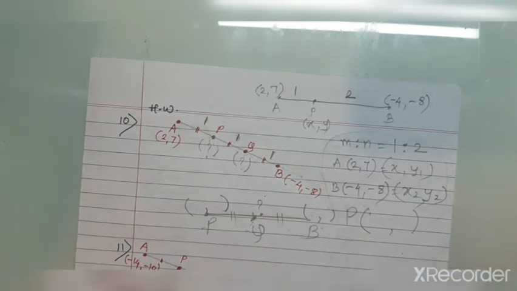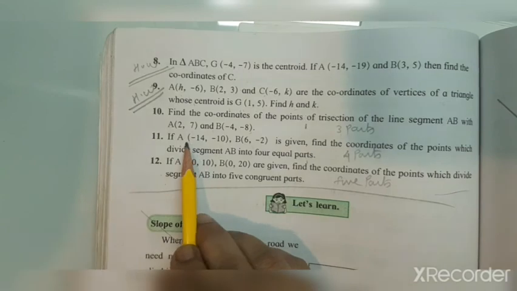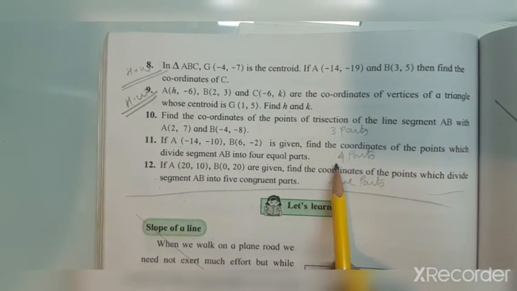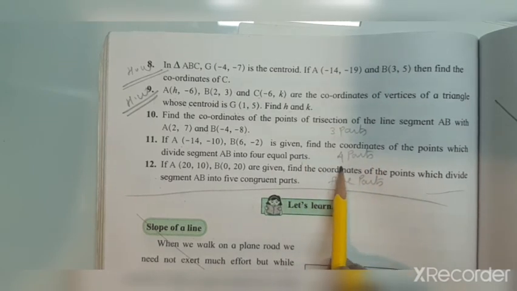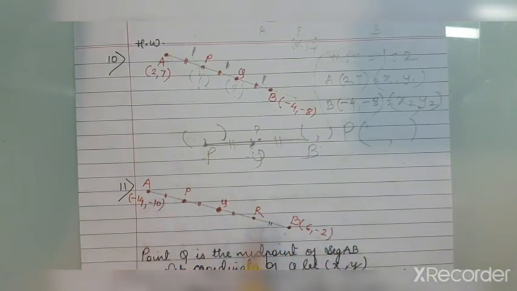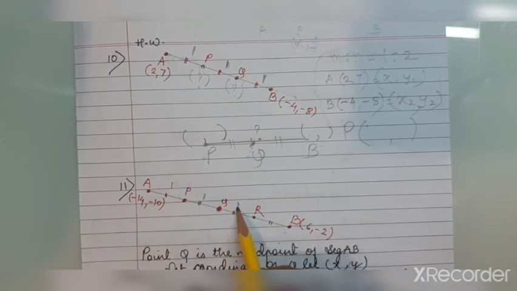Okay, now similar to the 10th sum, we have the 11th sum. I will show you the 11th sum. In the 11th sum, they have given A and B and we have to find the coordinates of the points where the segment is divided into 4 equal parts. For the figure, we take a line segment AB and divide it into 4 equal parts. So 1, 2, 3, 4.